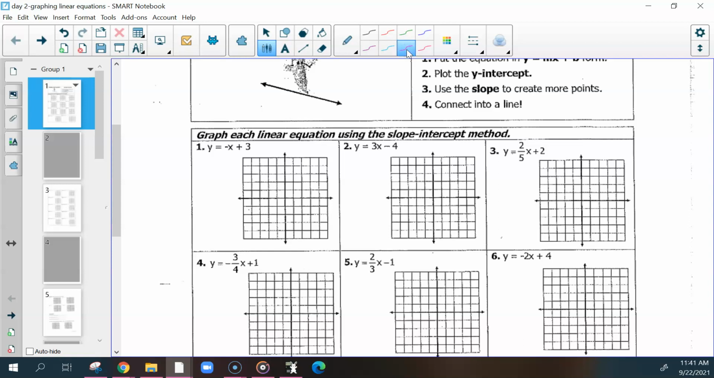So for number 1, I would say you can write it off to the side. It might help you identify it a little bit better, what your slope and y-intercept are. For this, your slope is -1. And when we're trying to put it on a graph, we have to remember that slope is always a fraction or ratio. Rise over run. So we want this as a fraction. So I'm going to rewrite it as -1 over 1.